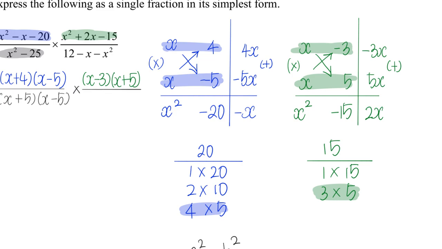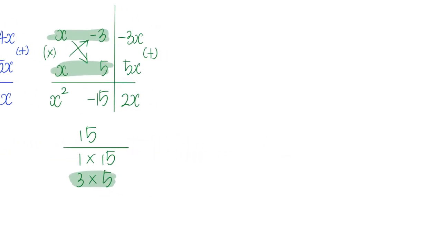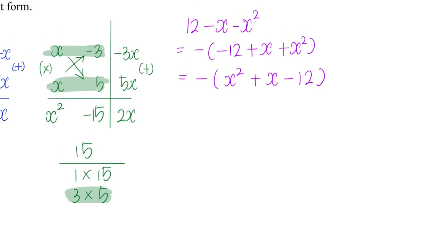Okay, now for my denominator here, 12 minus x squared. Well, for this, I would first be taking out the negative, and it will give me an easier expression to factorize. So I now just need to factorize x squared plus x minus 12.